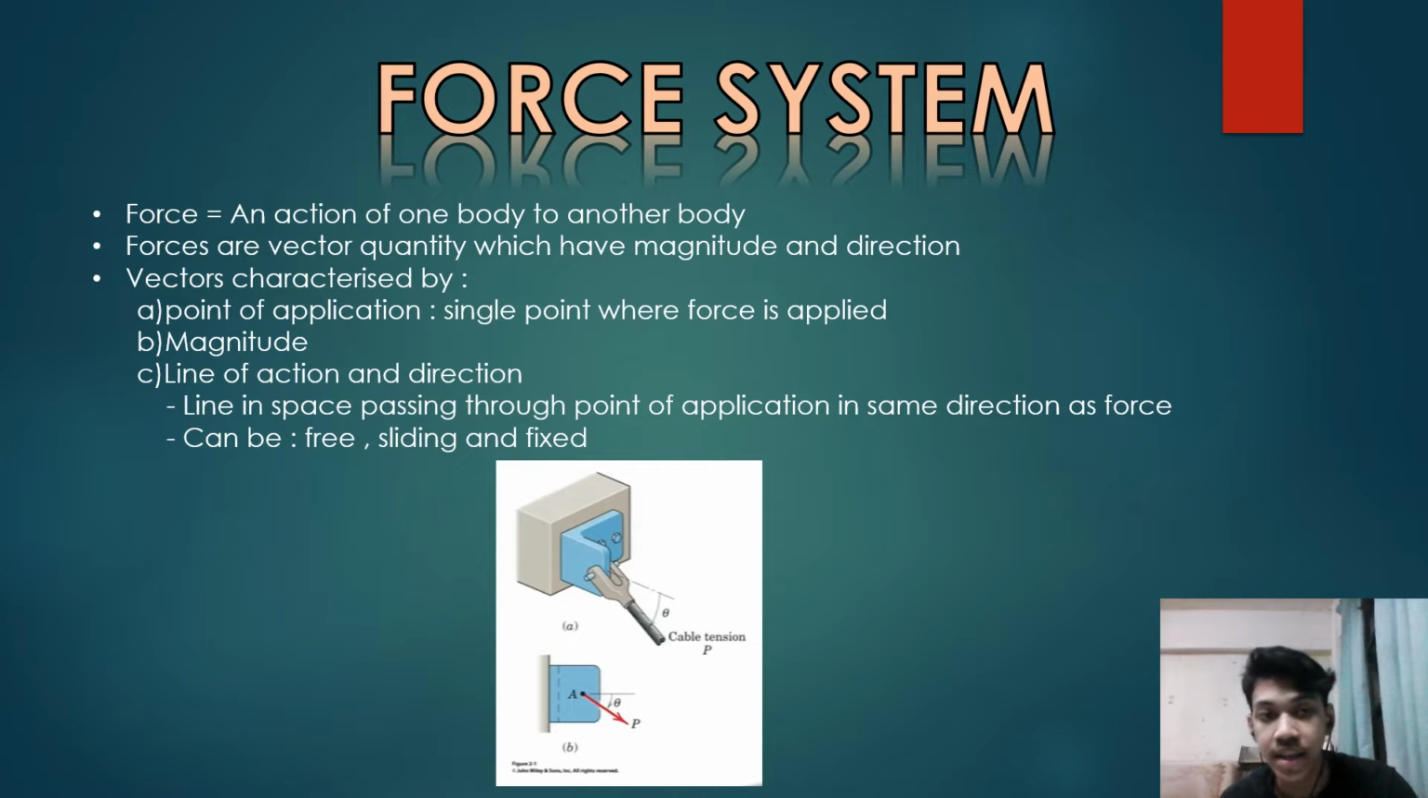Meanwhile, the second characteristic is that it must have a magnitude, which is a value. The third characteristic is that it must have a line of action and direction. A line of action is a line in space passing through the point of application in the same direction as the force. It can be free, sliding, or fixed. So basically we go back to our diagram. You can see force B. It has a line of action and the direction is to here. So this is what we call the line of action, which is the red arrow.